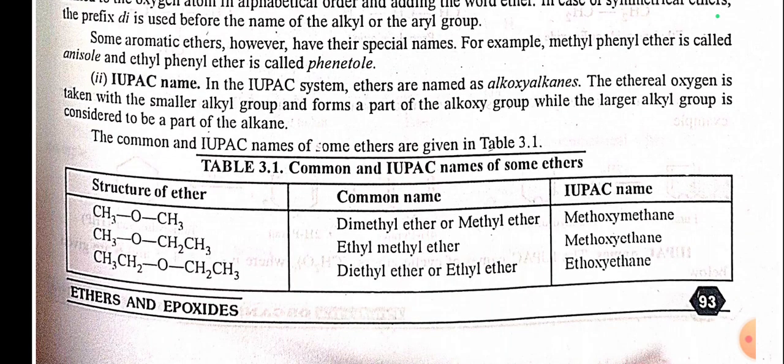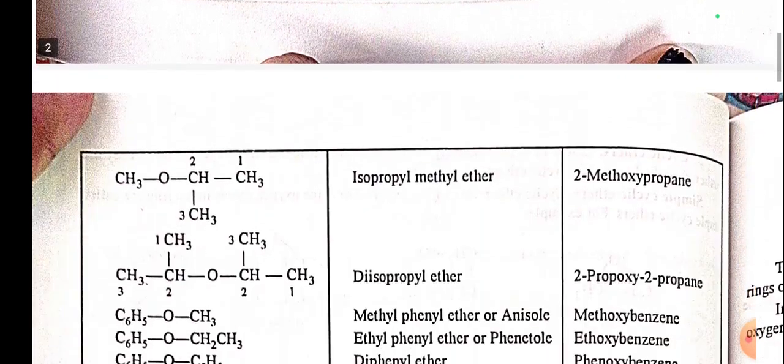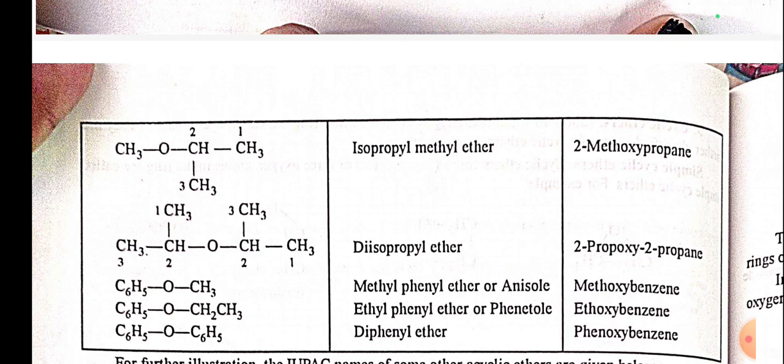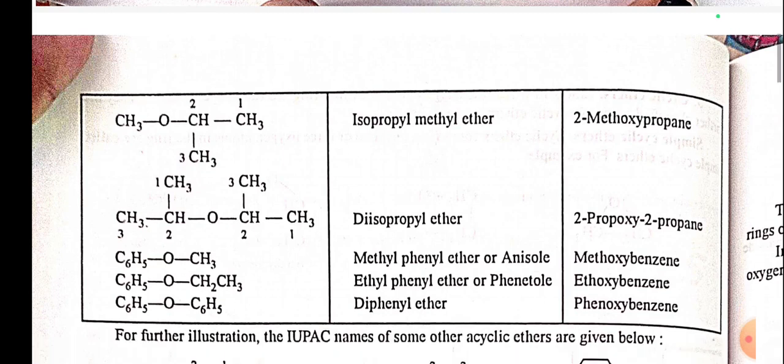CH3OCH3, dimethyl ether or methyl ether, methoxymethane. CH3OCH2CH3, ethyl methyl ether, methoxyethane. CH3CH2OCH2CH3, diethyl ether or ethyl ether, ethoxyethane. Isopropyl methyl ether or 2-methoxypropane. Diisopropyl ether, 2-propoxypropane. Methyl phenyl ether or anisole, methoxybenzene. Ethyl phenyl ether or phenetole, ethoxybenzene. Diphenyl ether, phenoxybenzene.